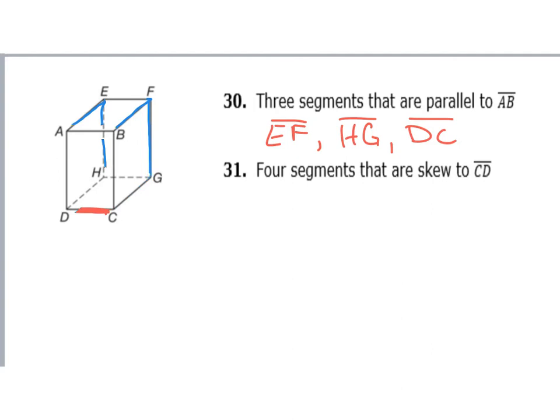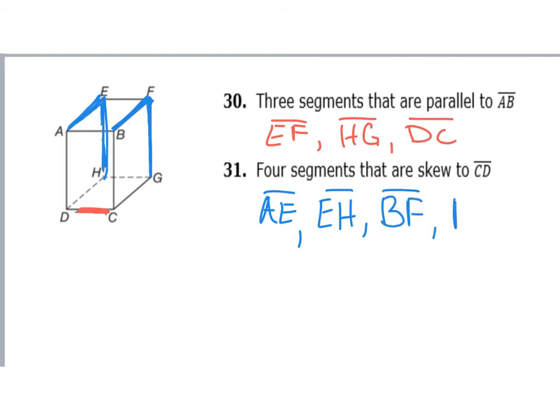Okay, so now I want to come back and see what I still have left. I still have AE, I have EH, I have BF, and I have FG. All of those are skew. So AE, EH, BF, and FG are all skew to CD.